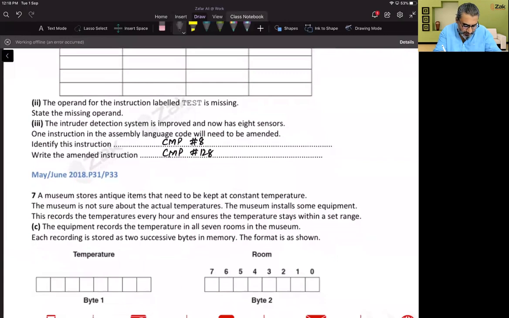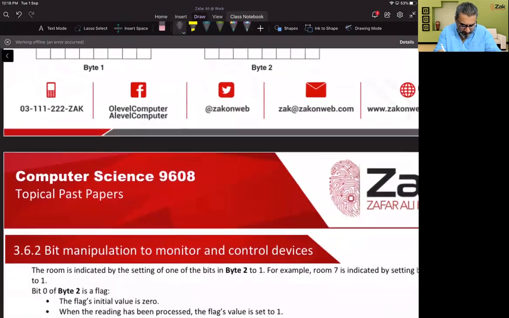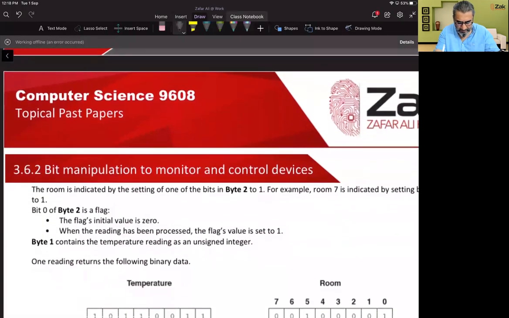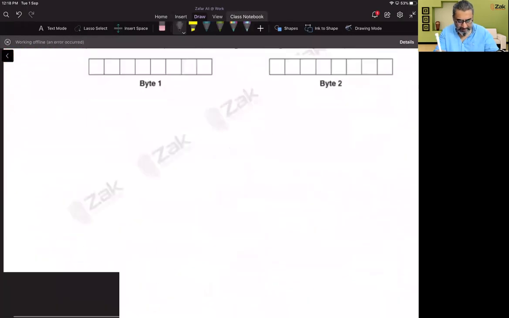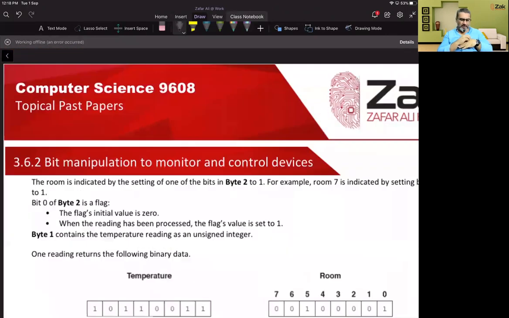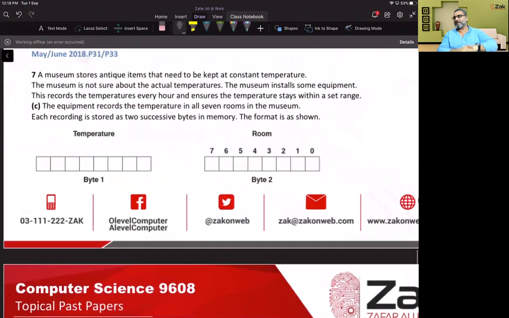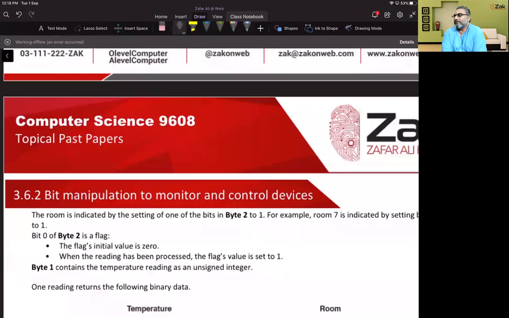A museum stores antique items. So I'm just leaving this question for you so you could complete it. All right, so that's about it. All of the questions, everything from this lecture, this was the last part. Everything is completed. I tried solving all of the questions.